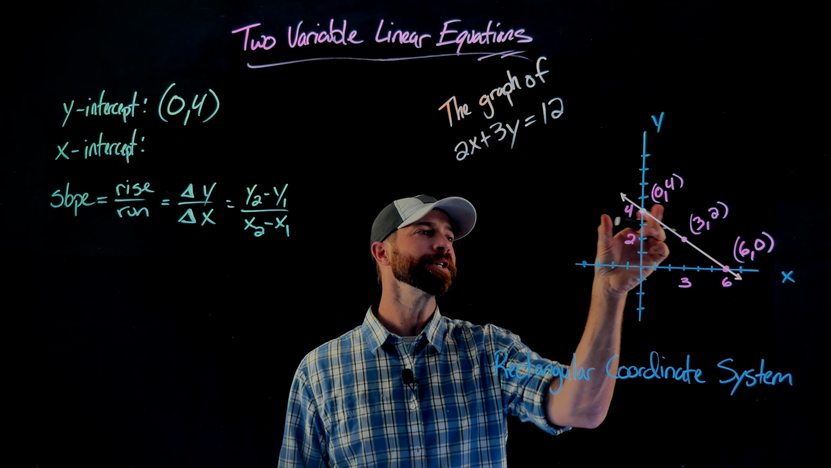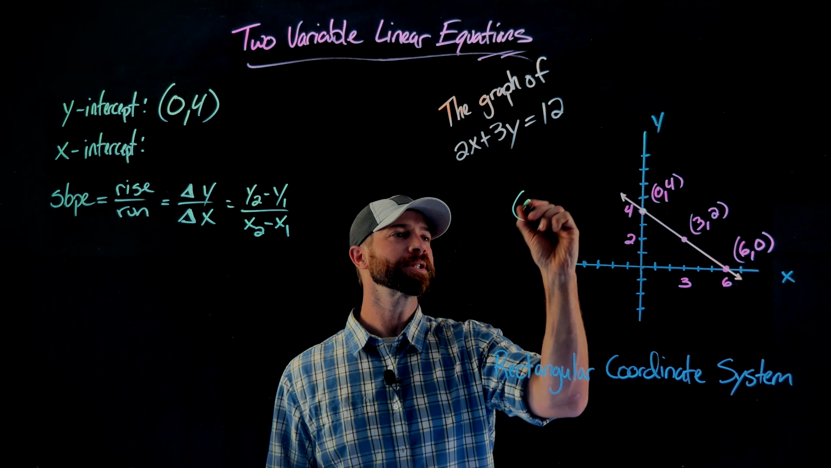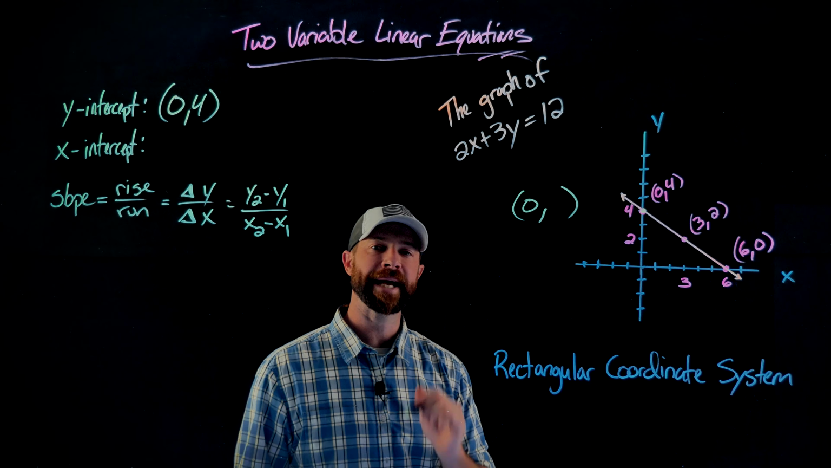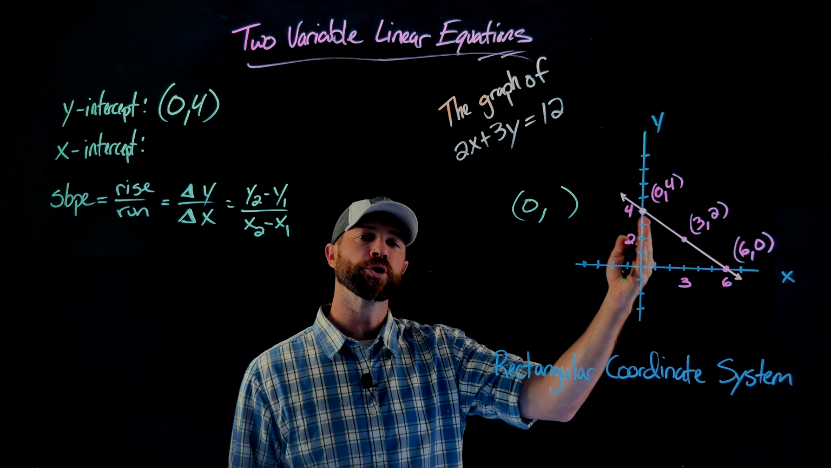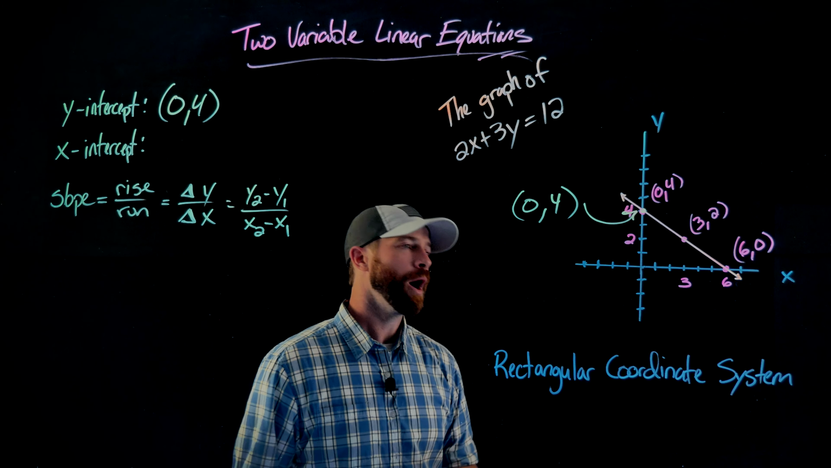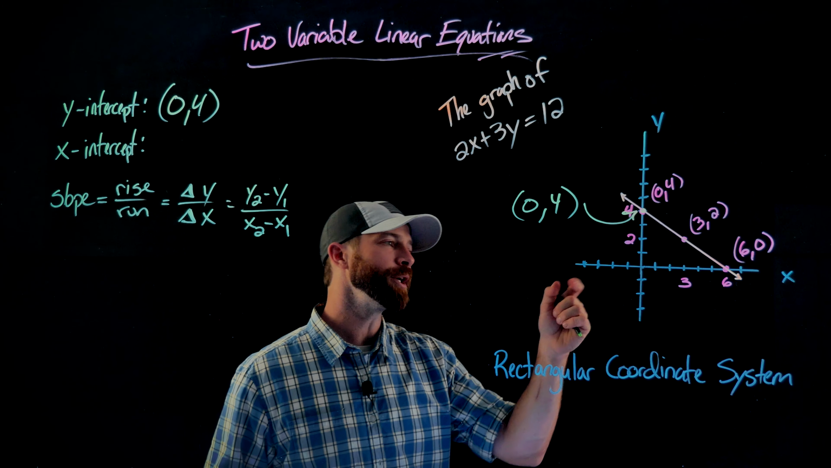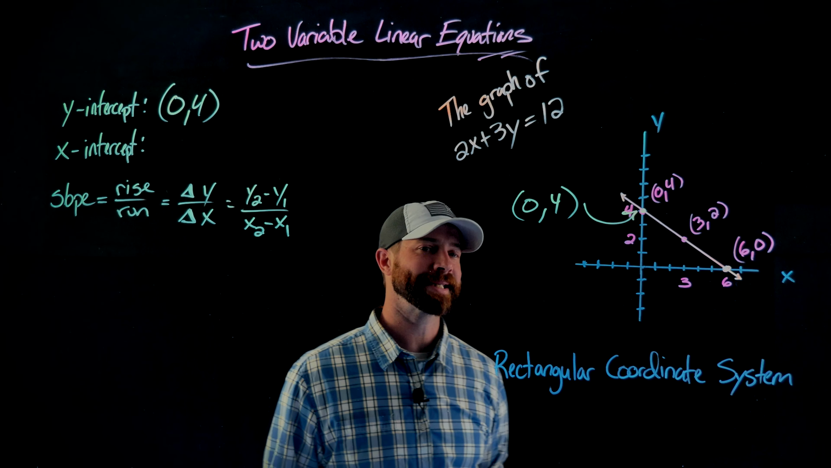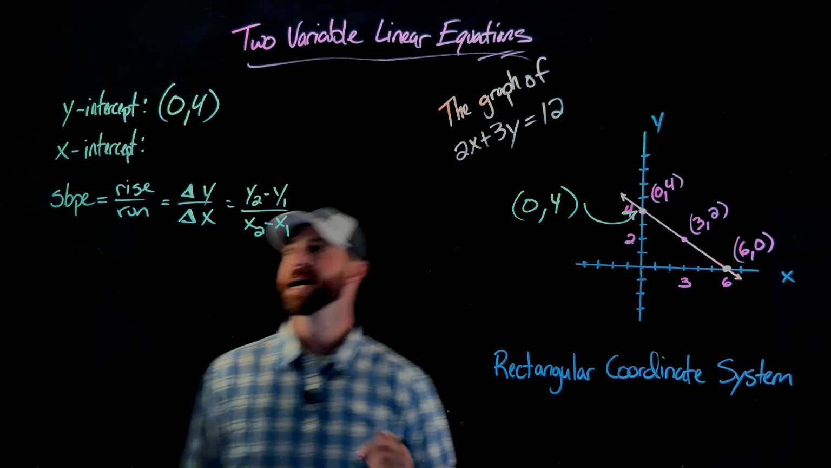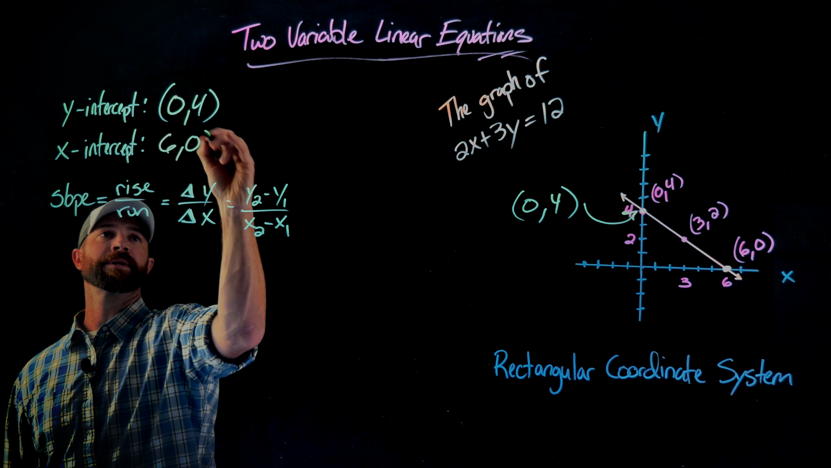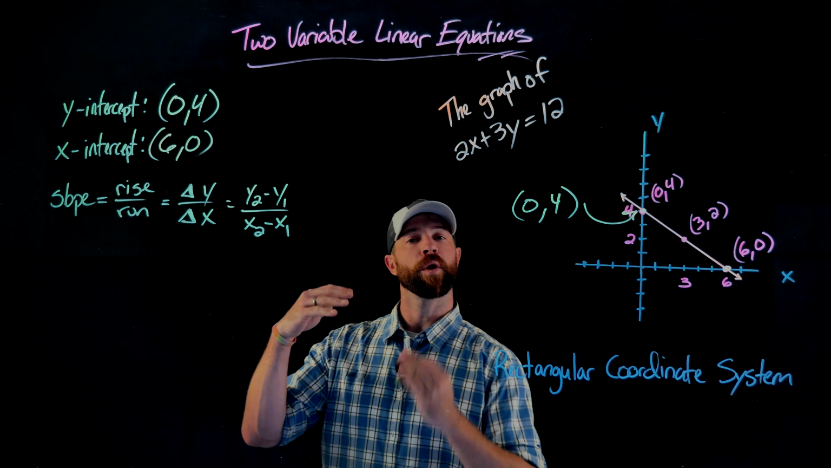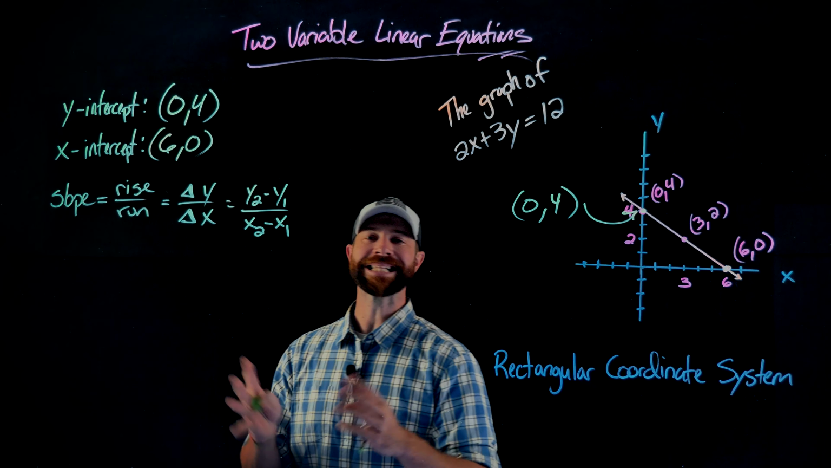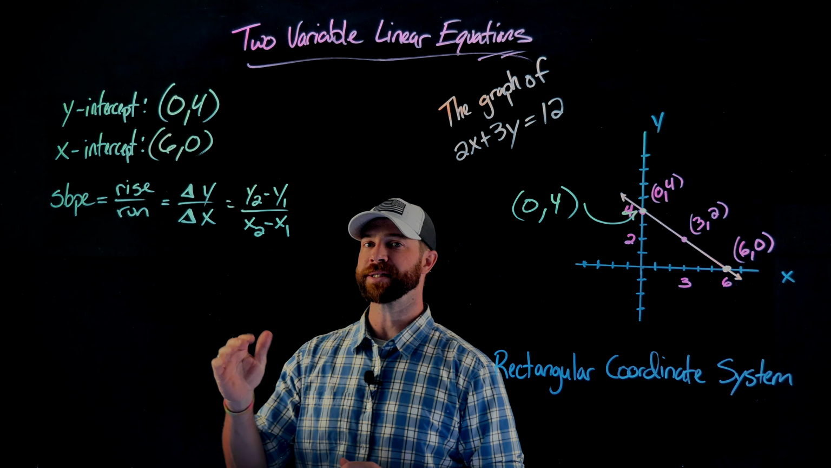By the way, per definition, the y-intercept will always have a 0 for the x value right here, because that's what puts this solution on the y-axis. Our x-intercept is very similar: the point where our line crosses the x-axis. In this case, our x-intercept is 6, 0. Our x-intercept will always have a y value of 0 for exactly the same reason the y-intercept has an x value of 0.